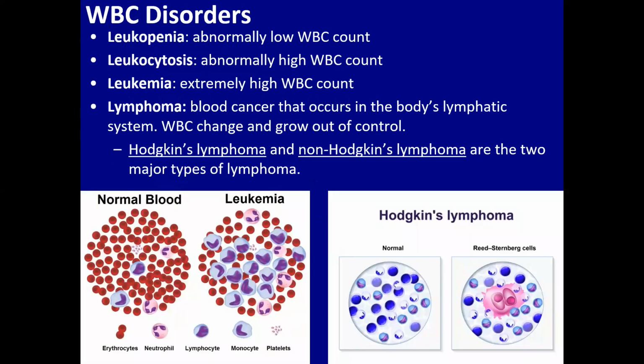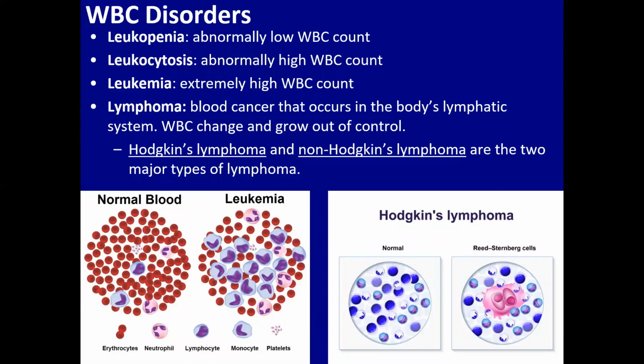If you're out of homeostasis in regard to your white blood cells, you could have something called leukopenia, which means you have an abnormally low number of white blood cells. You could have leukocytosis. That means you have abnormally high white blood cells. Leukemia means that there is an extremely high white blood cell count. So if you look at the image below on the left, you can see the normal.